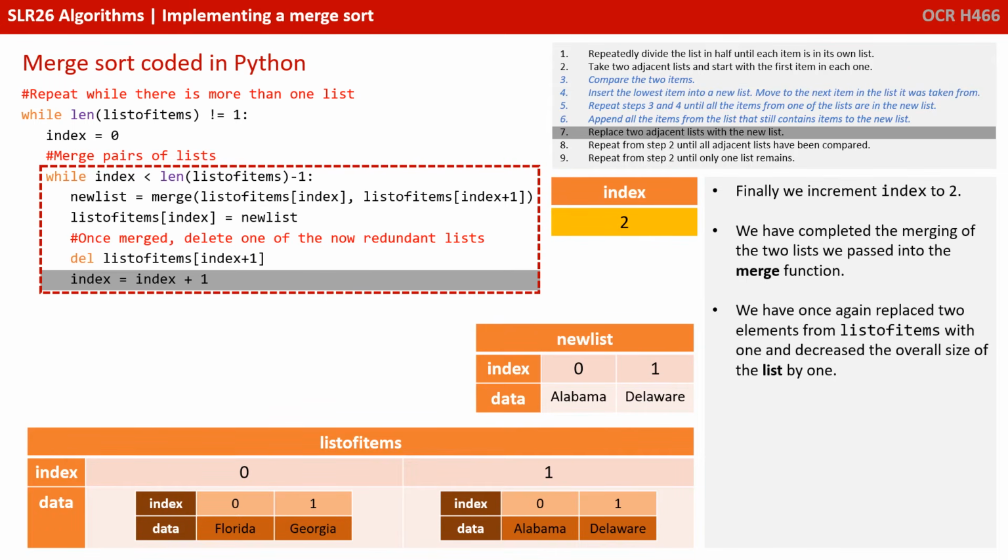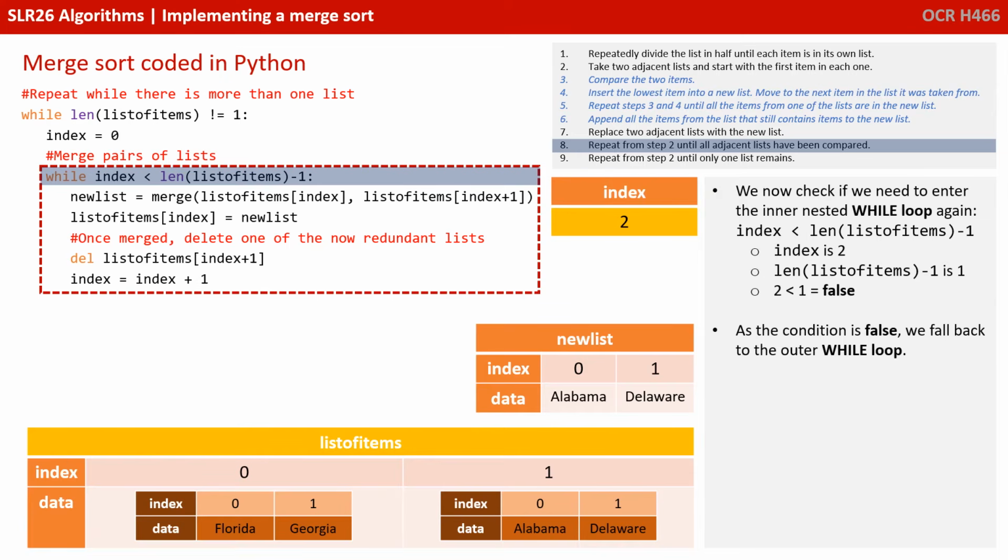We now check if we need to enter the inner nested while loop again. So index less than length list of items minus 1. Well, index is 2 and length list of items minus 1 is 1. So 2 is less than 1 is false. So as the condition is false, we're now going to fall back to the outer while loop.